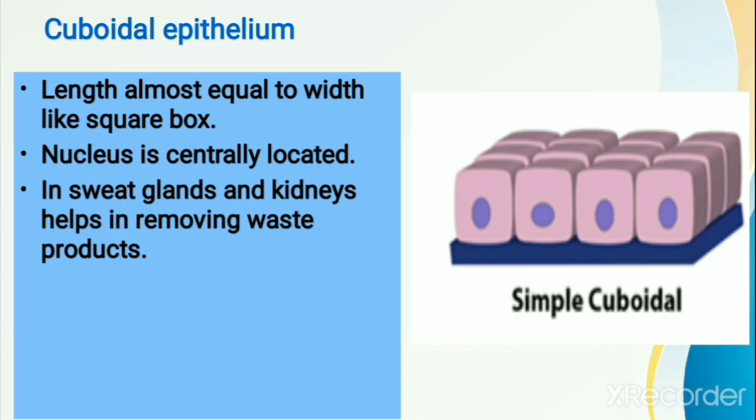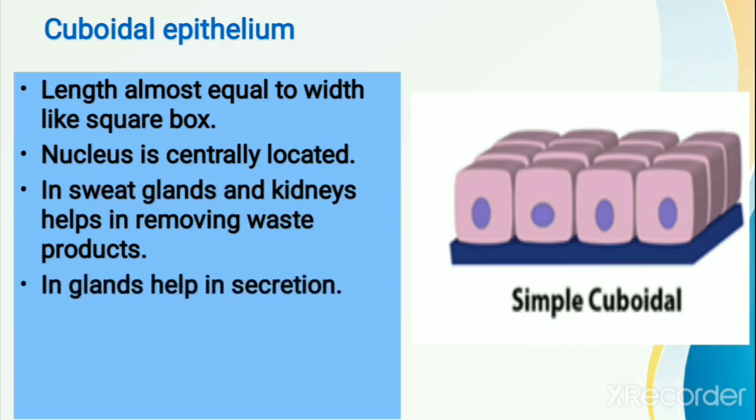Wherever waste products are removed from our body, in those places mostly cuboidal epithelial tissues are present. Okay, so they are present in sweat glands, they are present in kidneys, and they will help in removing the waste products. Okay, they take the waste product from the blood and excrete it outside. In kidneys in the urine and in sweat glands in the form of sweat.